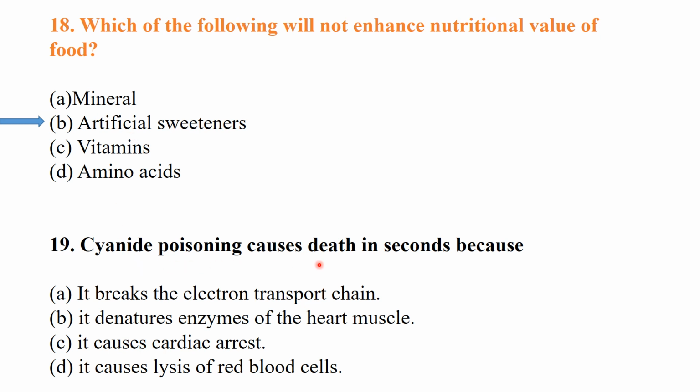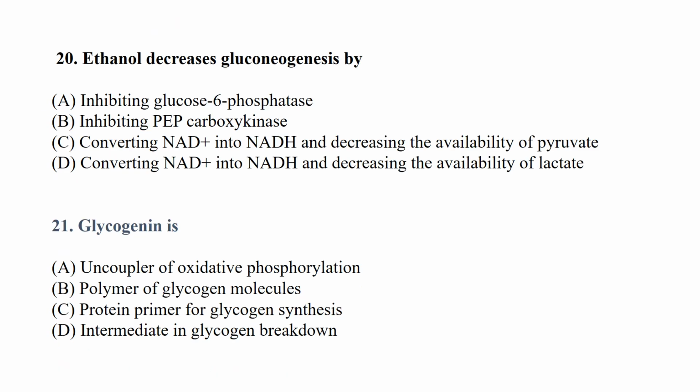Cyanide poisoning causes death in seconds because. Why does cyanide poisoning cause death? Because it breaks the electron transport chain, which plays a role in maximum ATP synthesis. Ethanol decreases gluconeogenesis by converting NAD plus into NADH and decreasing the availability of pyruvate.